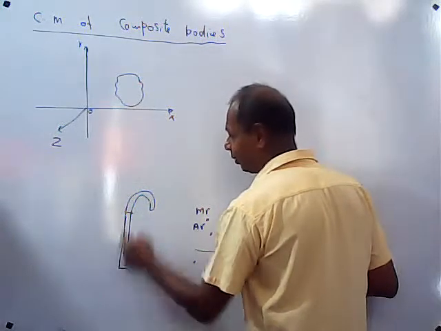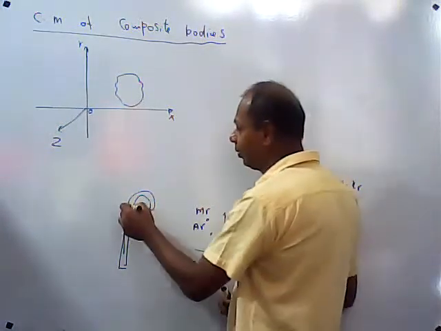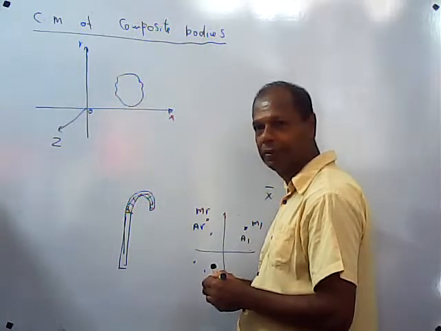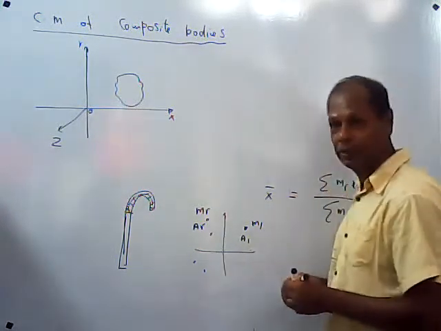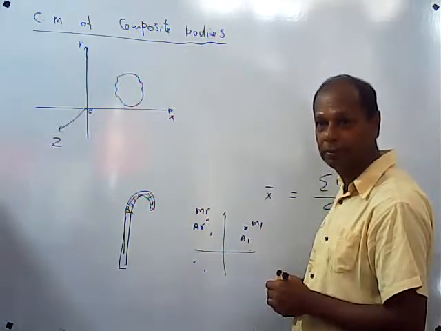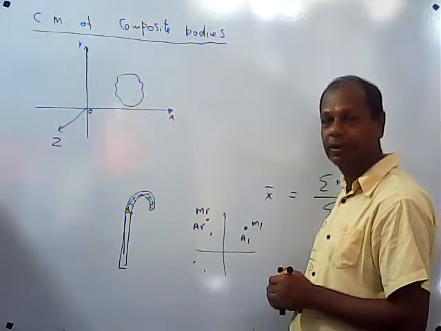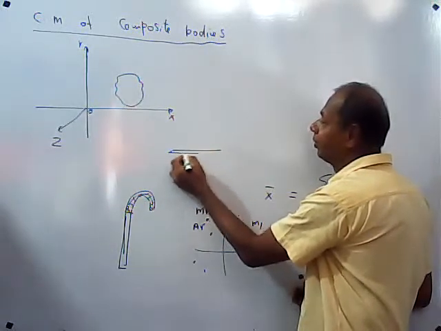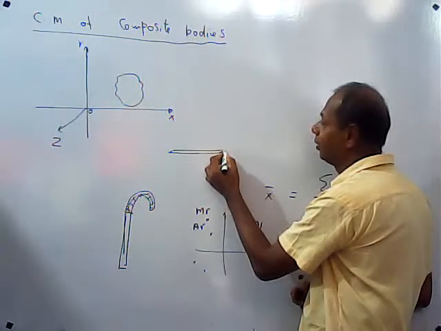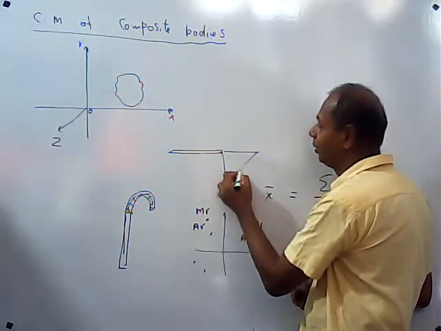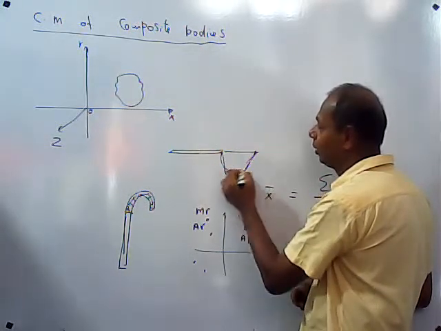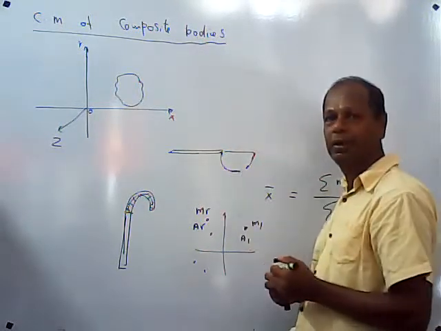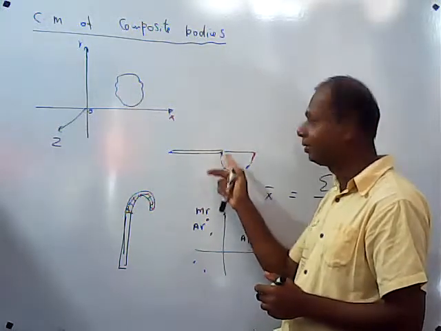So it is like a rod or cylindrical part. Then this one is like an arc. Take a saucepan, like the one used to heat milk at home. It is again a composite body. This is like a rod, a strip.